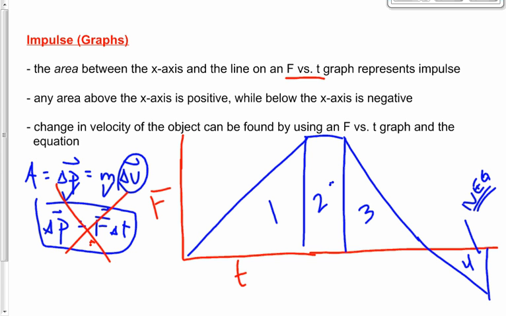F times T assumes either constant or average force. If you could find the average force here, then you could use that. But that's a challenge. The only time you ever want to use that equation for an F versus T graph is if the graph looked like this, if it was a constant force. And then really all you're doing there is finding the area. So you might as well just go back to area equals impulse.